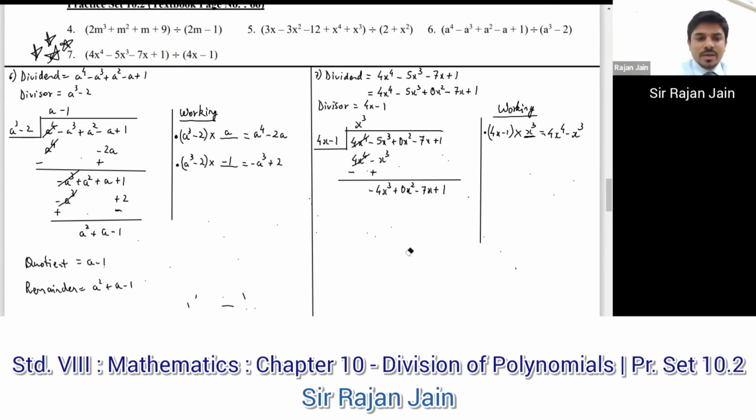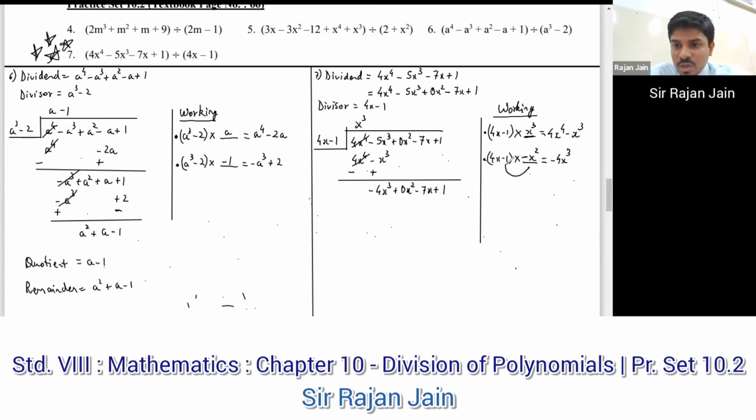Okay, now going ahead with the second step. Your second step is what? 4x minus 1. You multiply by something in order to get the first term of your dividend. My first term is what? Minus 4x cube. Okay, this is what my target will be. Now in the number part, 4 is becoming minus 4, meaning I need a sign change. If there is a sign change required, you will multiply by a negative number, and x needs to become x cube. So I'll multiply by x square. Okay, so I'm multiplying by minus x square.